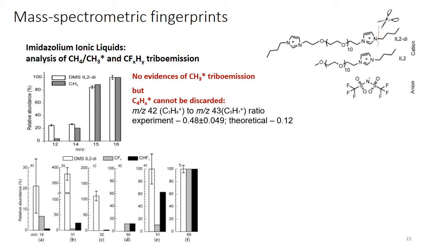And this similar analysis was also applied to the analysis of the CF and CHF emission. What we did is we plotted two mass spectra for CF4 and CHF3, correspondingly the gray and the black bars, and the experimental results from the triboemission of the same ionic liquid.